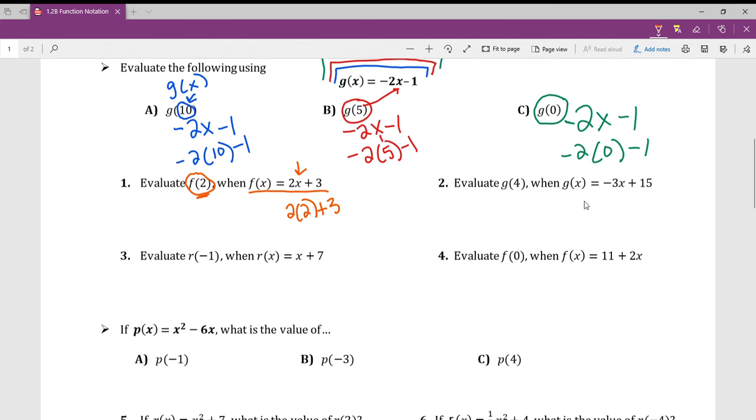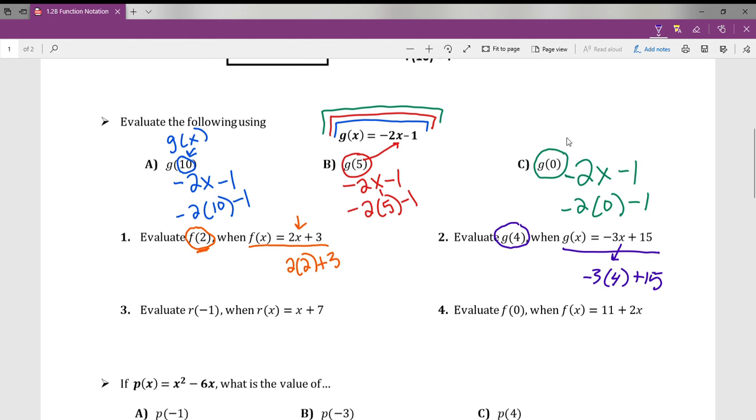Now let's take a look at number 2. Again, I'll switch colors for you. Now I have g of 4, and here is my equation. Again, I'm going to take this x and replace it. So I have -3, and now instead of x, I'm going to change that to be a 4. Then I continue the rest of my equation, plus 15.